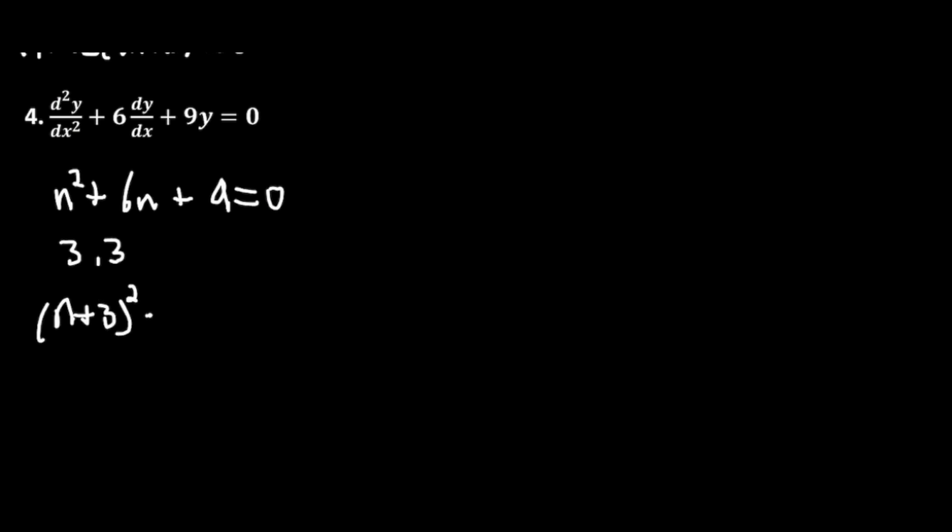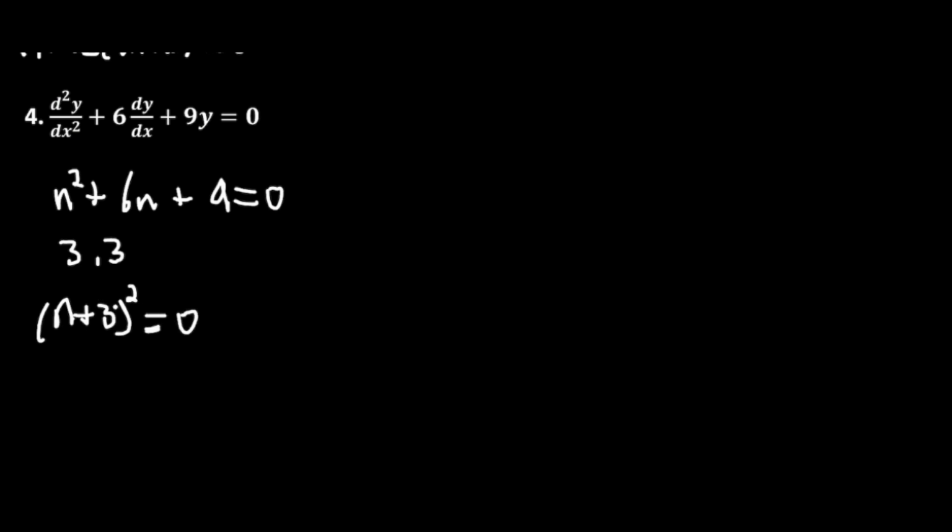Now I'm going to the fourth example. We see that our characteristic equation will simply be n squared plus 6n plus 9 equal to 0. So in this case, we're looking for factors of 9 such that when we add them, it should give us 6. So if we look for factors of 9, let's say 3 and 3, then when we add that, it gives us 6, and when we multiply, it gives us 9. Therefore we have n plus 3 all squared equal to 0.